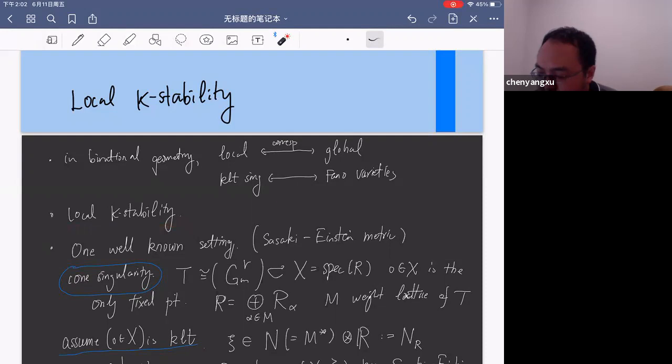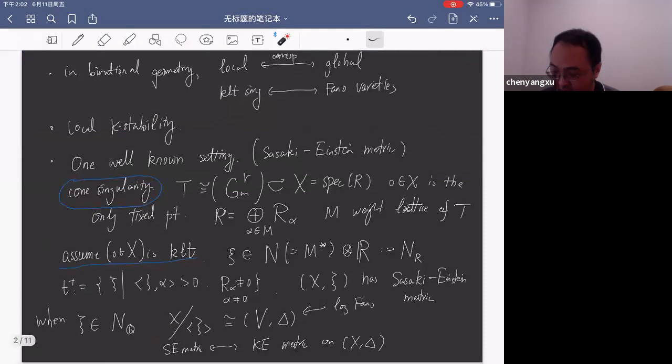So first, what is local stability? If you haven't heard this kind of talk, that might be the first thing that comes to your mind. Historically, there was a well-known setting which generalized the global stability of Fano varieties to the local setting. In the global case, we are looking for a Kähler-Einstein metric, and in the local setting, we are looking for something called the Sasaki-Einstein metric. I will only talk about the algebraic side of the story, so if you haven't heard this metric, it's completely fine.